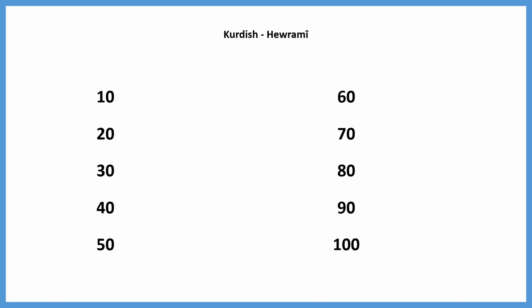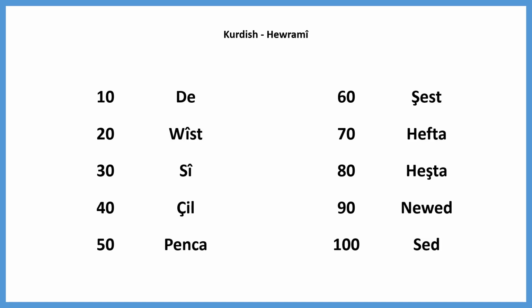Before we check our answers, you may pause the video here. Welcome back. The multiples of 10, starting with 10 and going up to 100 are de, weest, si, chill, penja, shest, hefta, heshta, nawed, said.